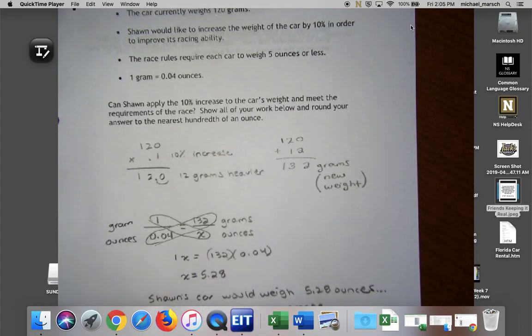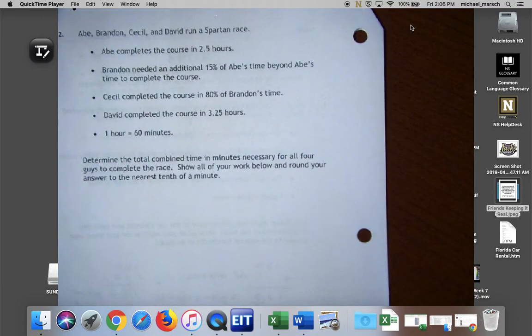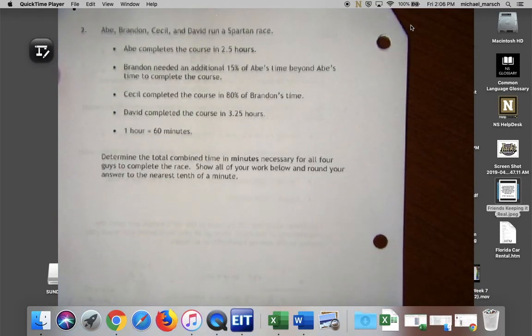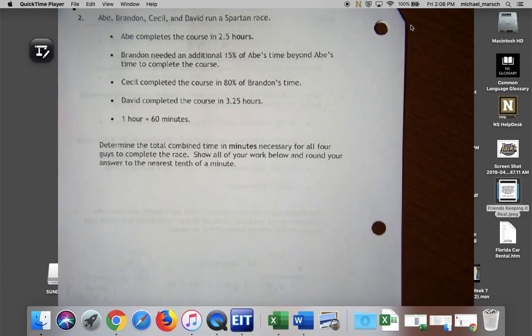So let's turn to question 2 and look at that one. We've got some fellas running a Spartan race. It's like an extreme obstacle course. I don't know if you guys ever heard of Spartan races. They're pretty intense. Okay. So we have Abe, Brandon, Cecil, and David. They're running the Spartan race. We're going to try to figure out what their combined time was.